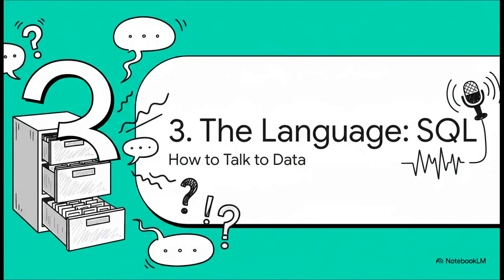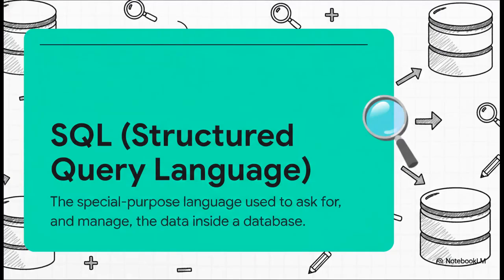Okay, so we have our filing cabinet. It's full of these super neat tables, but how do we actually get anything out of it? You can't just yell at your computer, hey, find Anna's email. You need a special language. And that brings us to part 3. That language is called SQL. SQL. It stands for Structured Query Language. Think of it as the universal translator for pretty much all relational databases. It's how you tell the database what to do. Find this. Add that, change this, get rid of that.